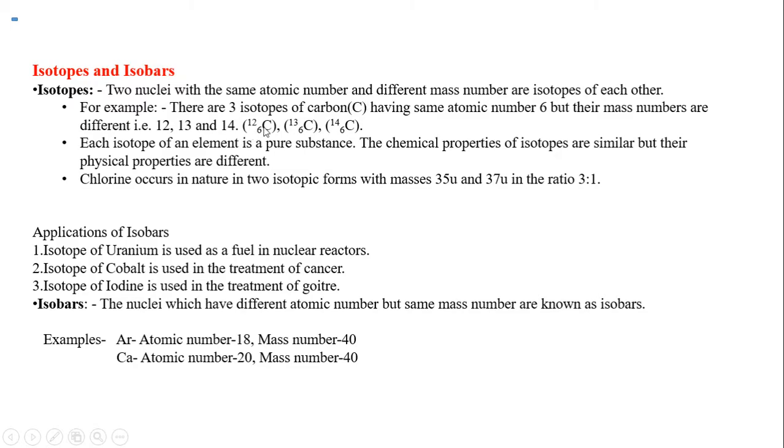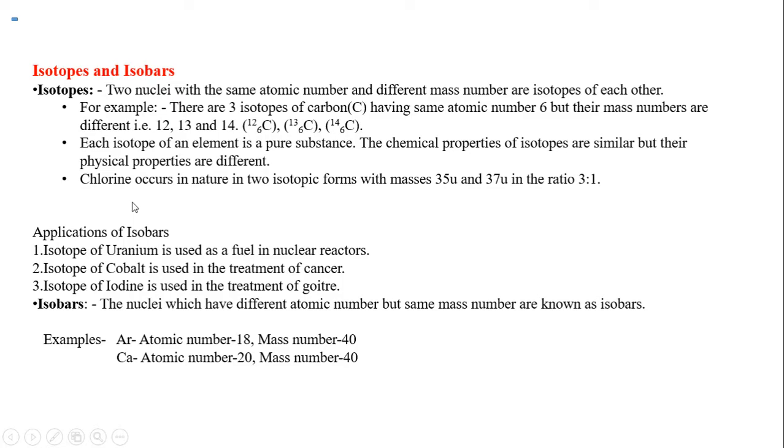This is the isotopes of carbon. For chlorine it is 35 and 37. So these are isotopes. Isotopes have similar chemical properties; only their physical properties differ.